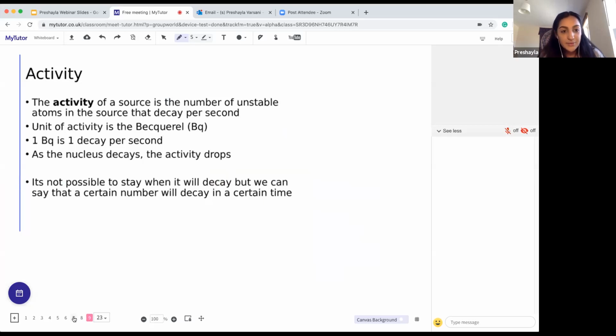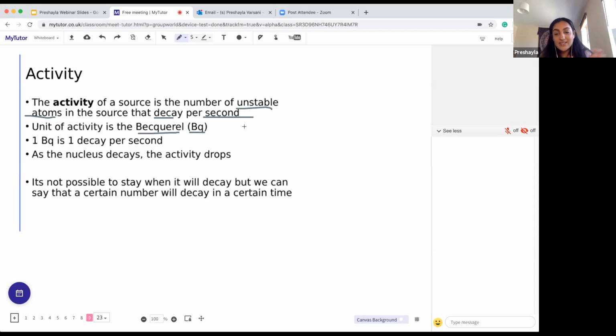Okay, so let's move on to the second part of the content now, which is the activity of a source. The activity of a source is the number of unstable atoms which decay per second. So how many atoms are we getting released per second? Now the unit of activity is called the becquerel, and it can be denoted by Bq. 1 becquerel is 1 decay per second.